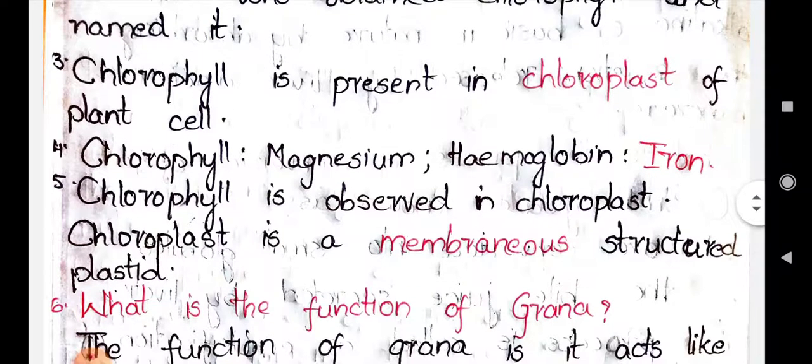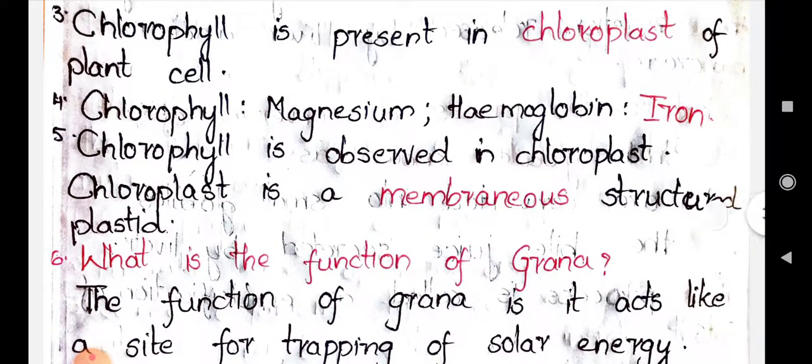Next, going to the fifth bit. Chlorophyll is observed in chloroplast. Chloroplast is a dash structured plastid. So chloroplast is a membranous structure plastid. The next question is, what is the function of the grana?